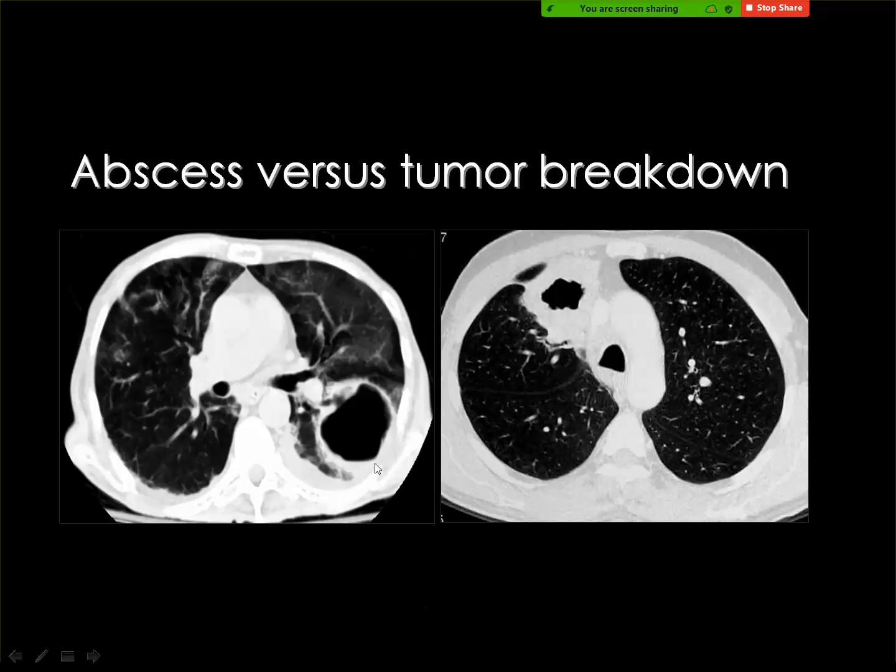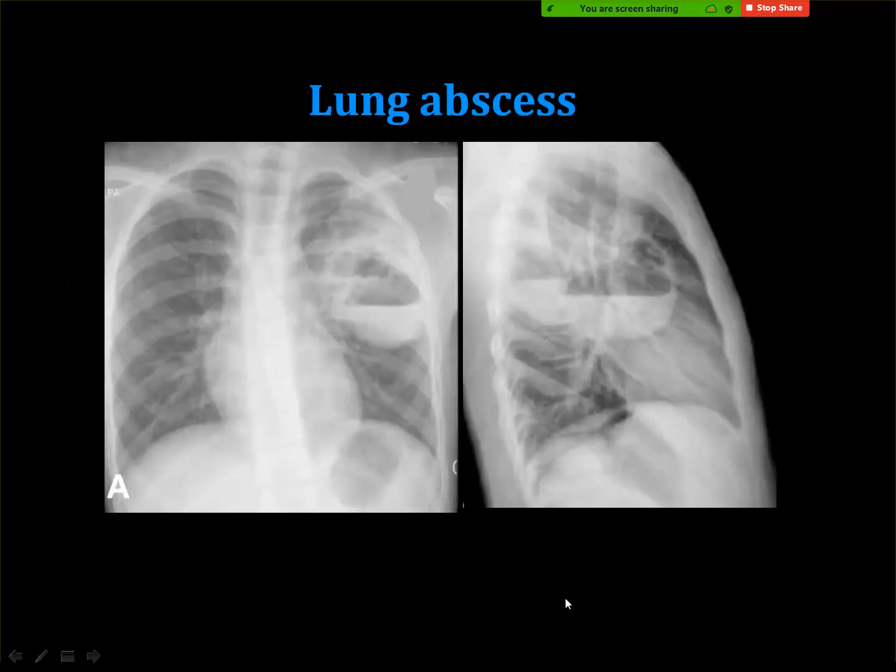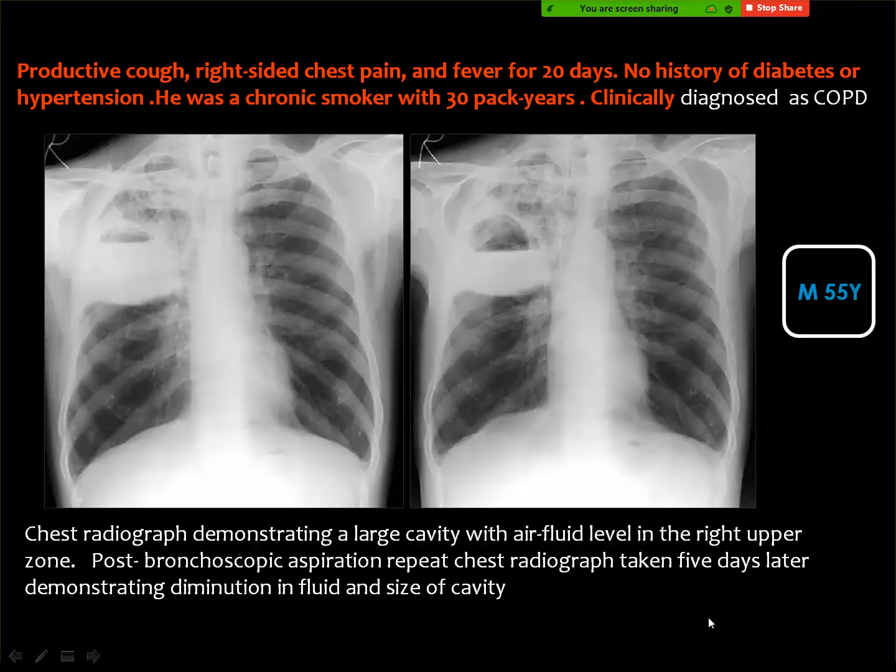Then you have to separate the abscess with a smooth inner margin from the irregular margin of the cavitating bronchogenic carcinoma. Then if you look at this patient, there is a cavity with an air fluid level. The air fluid level is straight, meaning that this is an abscess with inflammatory reaction around it in the lung.